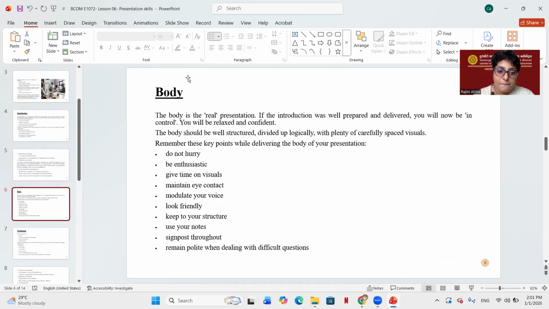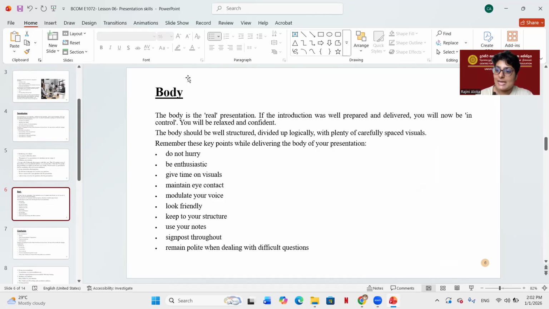Look friendly. Do not look like you hate these people and you don't want to be here. Keep to your structure. If you have a structure in your body, keep to your structure, keep to the points, stick to the points, use your notes. You can have some notes if you forget something, but don't read from them.